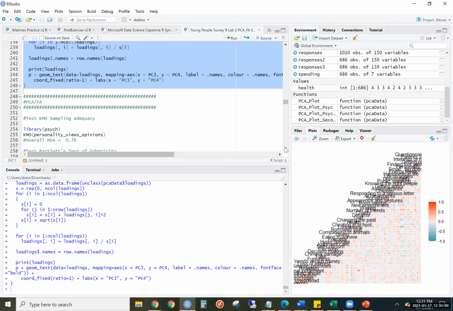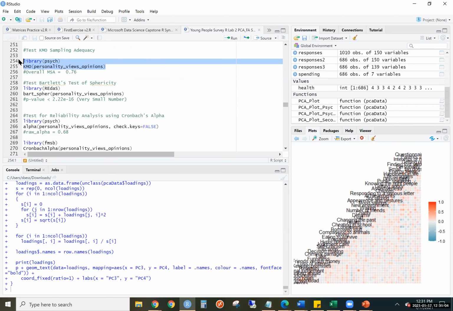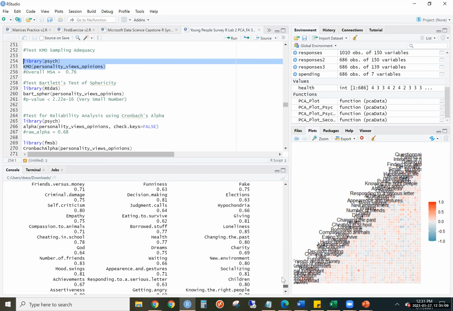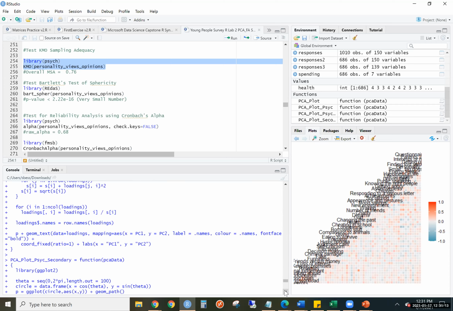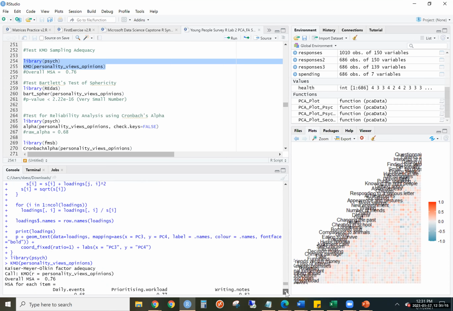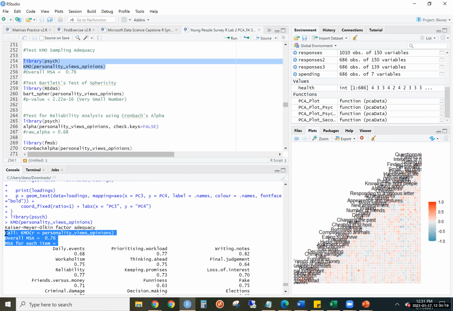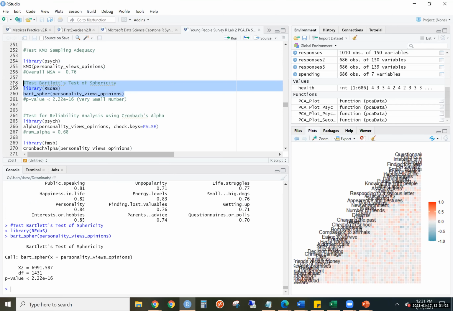But before we do all that, we need to check our assumptions. So we're going to check for KMO sampling adequacy. And see, it gives you individual variables, but it's also going to give you up here overall variables. So we get an overall MSA of 0.76, which is very good. It's above 0.7. We're going to check for Bartlett's sphericity, and this is a very low p-value, which means that we have a lot of shared variance here.